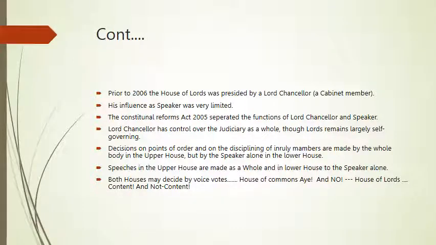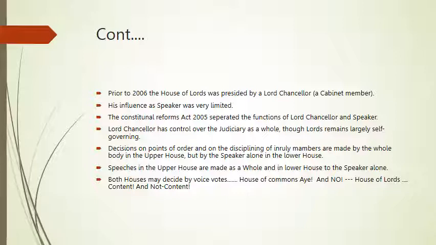Before 2006, the House of Lords was presided by a Lord Chancellor. A Lord Chancellor is a cabinet member. The influence of Lord Chancellor as Speaker was very limited. The Constitutional Reforms Act 2005 separated the functions of Lord Chancellor and Speaker. Lord Chancellor has control over the judiciary as a whole, though Lords remain largely self-governing. Decisions on points of order and on the discipline of unruly members are made by the whole body in the upper house, but by the Speaker alone in the lower house.